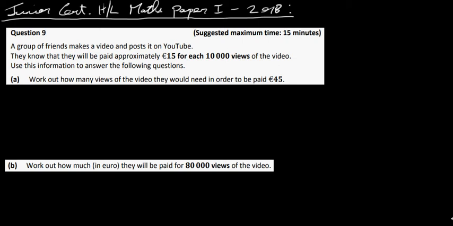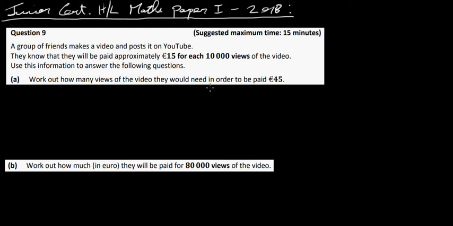Right, so in this video I'm going to have a look at the Junior Certificate Higher Level Maths Paper 1 for 2018, and I'm going to have a look at questions 9 and 10. So question 9 here, a group of friends make a video and post it on YouTube. They know that they will be paid approximately 15 euros for every 10,000 views of the video. Use this information to answer the following questions.